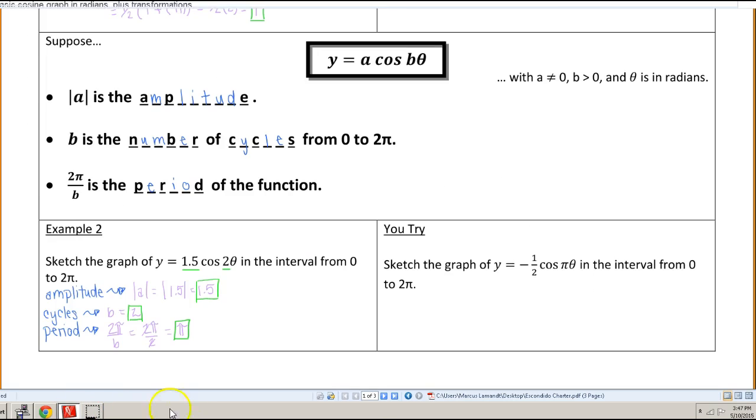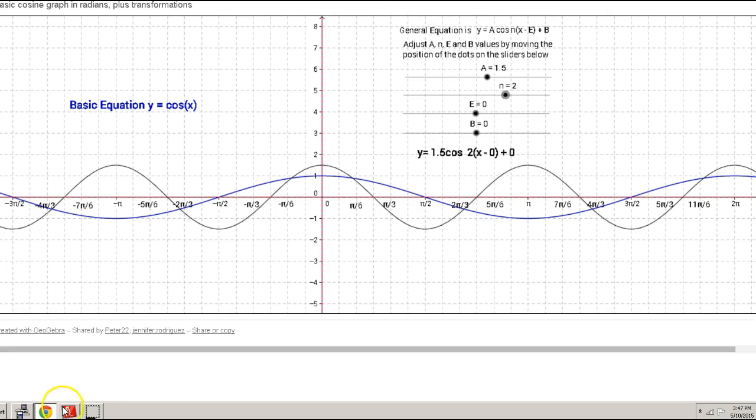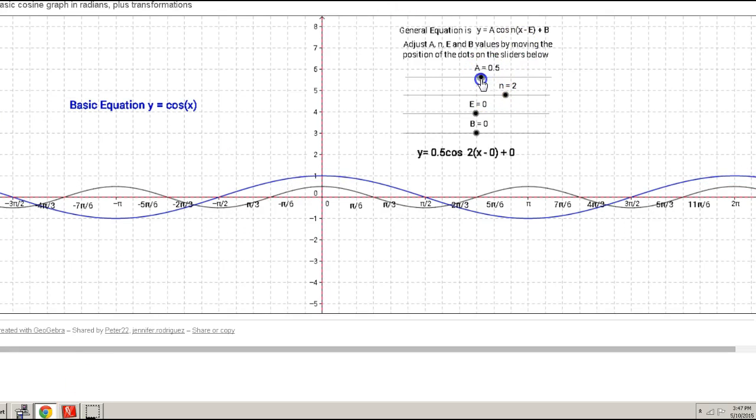Alright, let's go back over here. Now, sketch the graph of y equals negative 1/2 cosine pi of theta. Alright, now, when a is negative, the graph changes a little bit. Take a look at what happens when I make a negative.